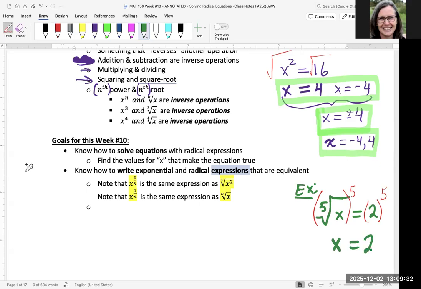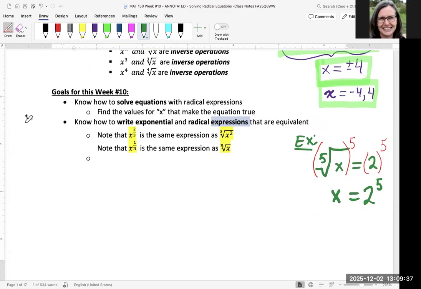The right side is 2 to the fifth power, which is 2 times 2 times 2 times 2 times 2, or 32. And certainly you can plug that into your calculator. So that means if x is 32, then my original equation would be true.